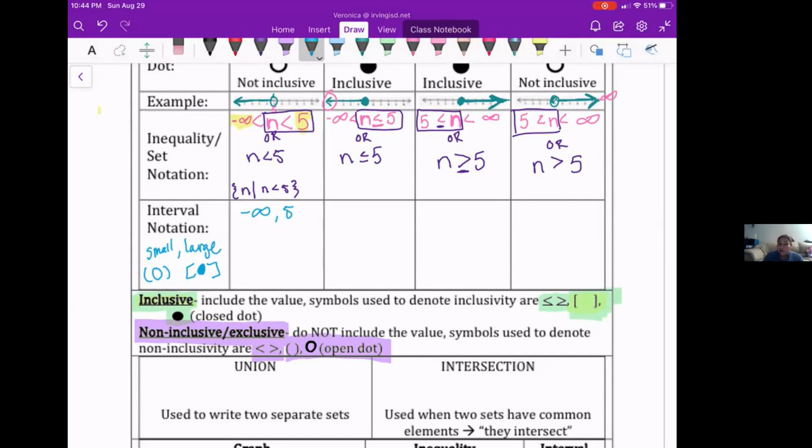Now, negative infinity is always going to be a parentheses because you can never actually include negative infinity. Remember, negative infinity isn't a number, it's a concept of numbers. You're saying that you're going to keep going forever and ever, and you're never going to stop, and you're never actually going to get anywhere because you're going to keep going. And at the 5, because we have an open dot, we know we're never actually going to equal the 5. So that's also going to be a parentheses. And then that's it. That is interval notation.